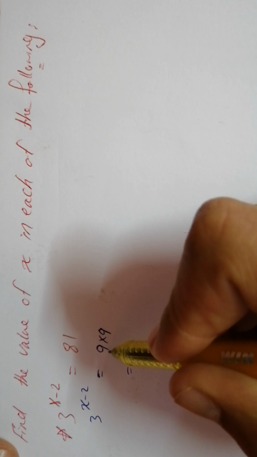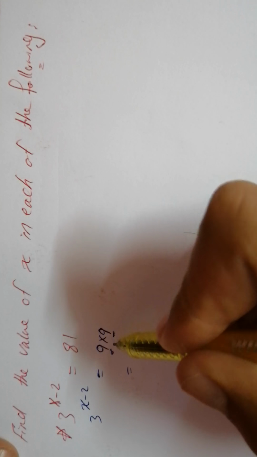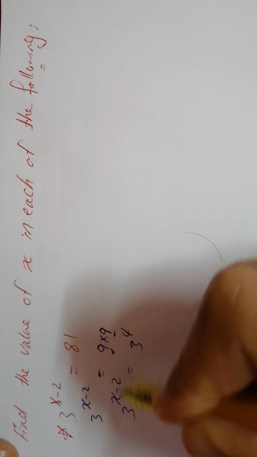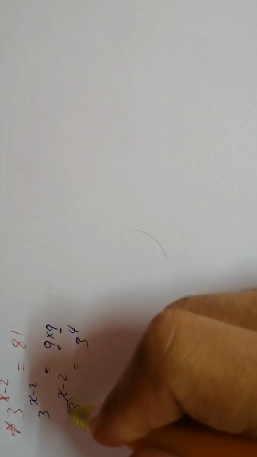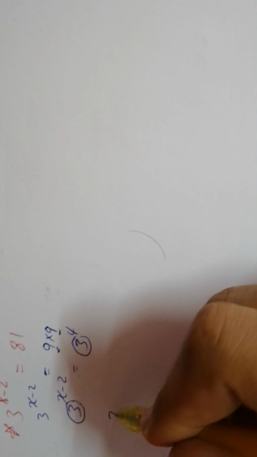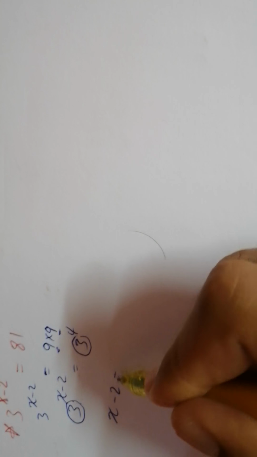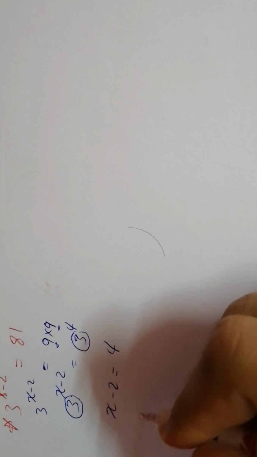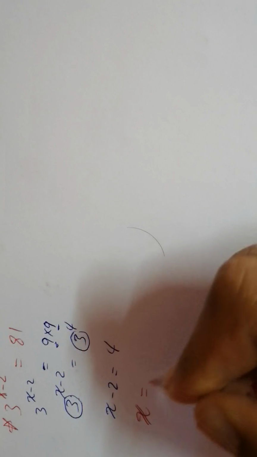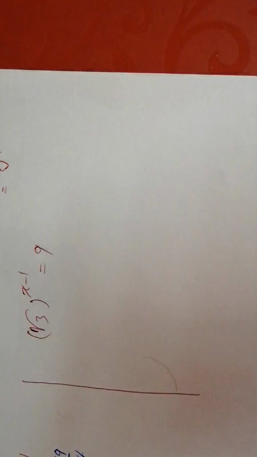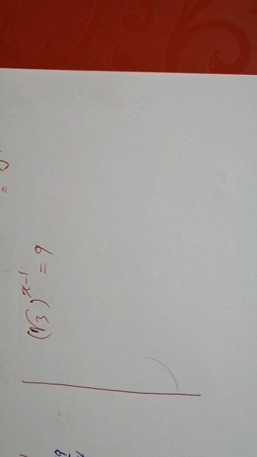9 can be written as 3 by 3, and the other 9 can be written also as 3 by 3. So we have 3 power 4, and we have 3 power x minus 2. If the base doesn't equal 0 or 1 or negative 1, you can say that the first power x minus 2 equals the second power, which is 4. Then we can find the value of x and say that x equals 4 plus 2, which is 6. And now the second question, root 3 power x minus 1 equal 9.